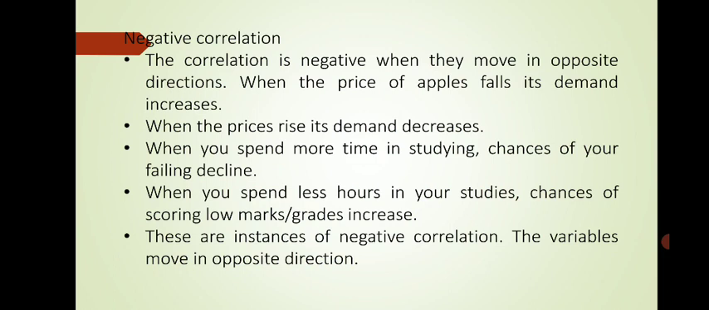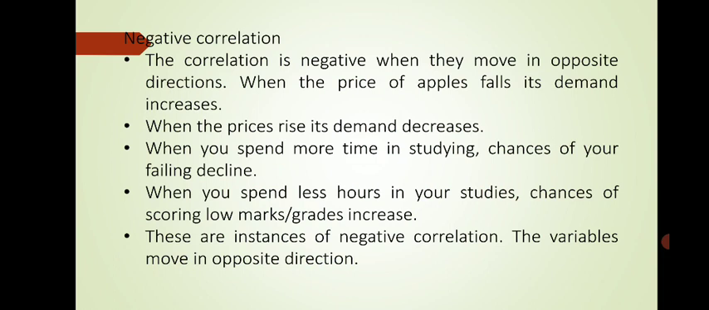When you spend more time studying, the chances of your failing decline. As you study harder, the chances of failure get less. But vice versa, if you spend fewer hours studying, the chances of scoring low marks or grades increase, or the chances of failure increase. So these are instances of negative correlation, where the variables move in opposite directions. This is how positive and negative correlation can be defined.